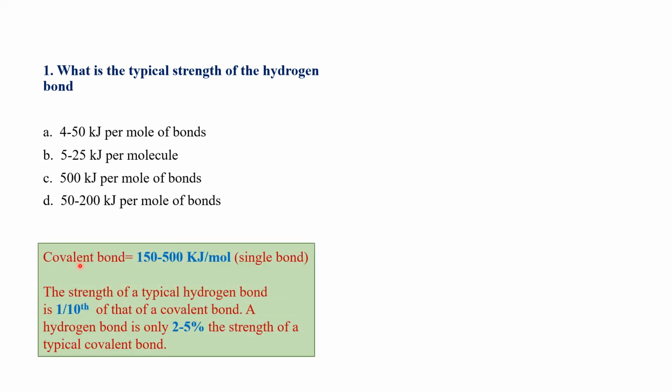The typical strength of a single covalent bond is 150 to 500 kilojoule per mole. And we know that the strength of the hydrogen bond is 1/10 of the covalent bond, or we can say it is only 2 to 5% of the covalent bond. So among these options, there is only one option related to this information, that is 1/10 of the covalent bond, and this is the correct option, that is 4 to 50 kilojoule per mole of the bond.